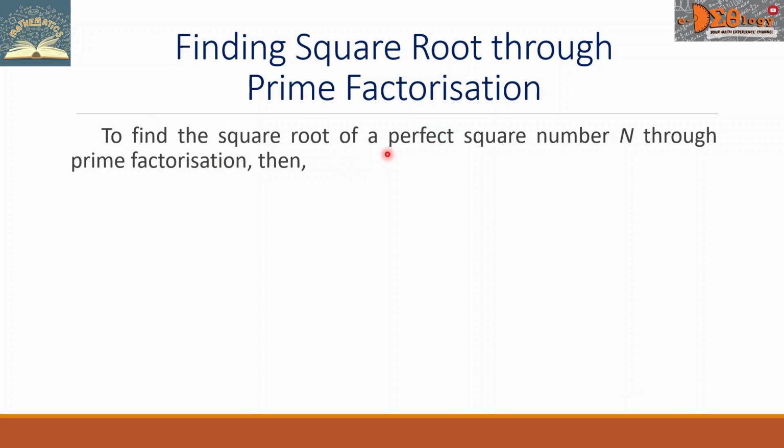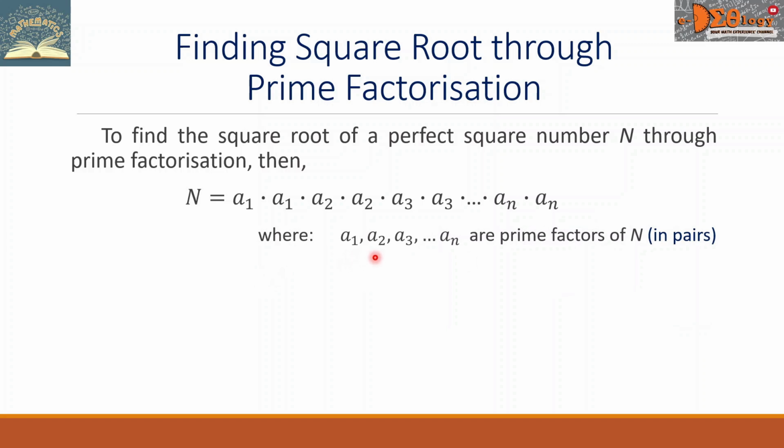Now, to find the square root of a perfect square number, capital N, through prime factorization, we can write this number N like this. N equals a sub 1 times a sub 1 times a sub 2 times a sub 2 times a sub 3 times a sub 3 times up to a sub n times a sub n, where a sub 1, a sub 2, a sub 3 up to a sub n are prime factors of capital N that come in pairs.